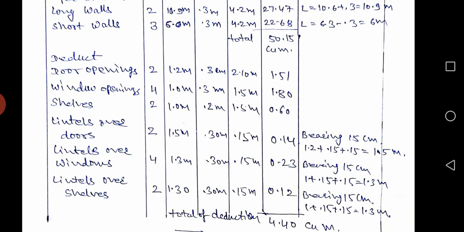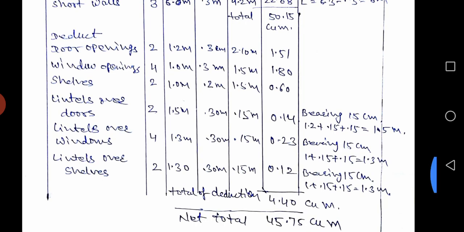Then the lintel over windows, number of windows is 4, 1 meter is length, and 0.15 and 0.15 is both side bearings we added. So 1.3 meter is total length, 0.3 is width, 0.15 is thickness or height or depth. So total quantity is 0.23 cubic meter. Then the lintel over shelf, number of shelf is 2. Then the length, 1 meter, and 0.15 and 0.15 both side bearing added. Then the total length is 1.3 meter, width is 0.3 meter and height or depth is 0.15 meter. Then the total is 0.12 cubic meter.